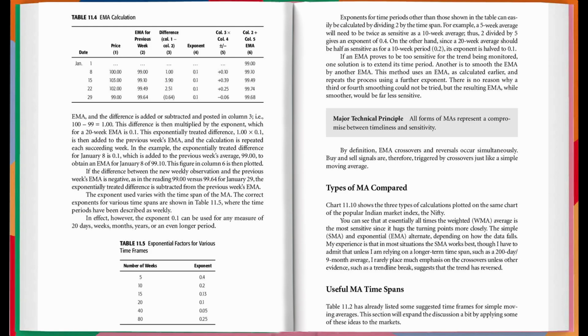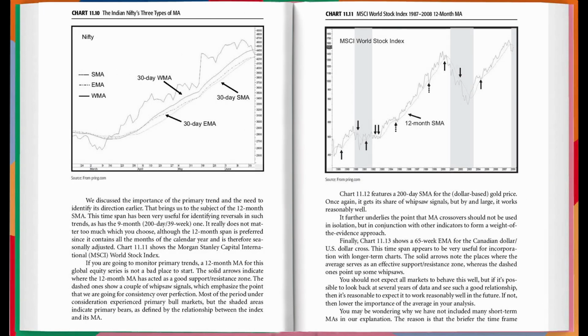Useful MA time spans. Table 11.2 has already listed some suggested time frames for simple moving averages. This section will expand the discussion a bit by applying some of these ideas to the markets. We discuss the importance of the primary trend and the need to identify its direction earlier. That brings us to the subject of the 12-month SMA. This time span has been very useful for identifying reversals in such trends, as has the 9-month, 200-day/39-week one. It really does not matter too much which you choose, although the 12-month span is preferred since it contains all the months of the calendar year and is therefore seasonally adjusted.